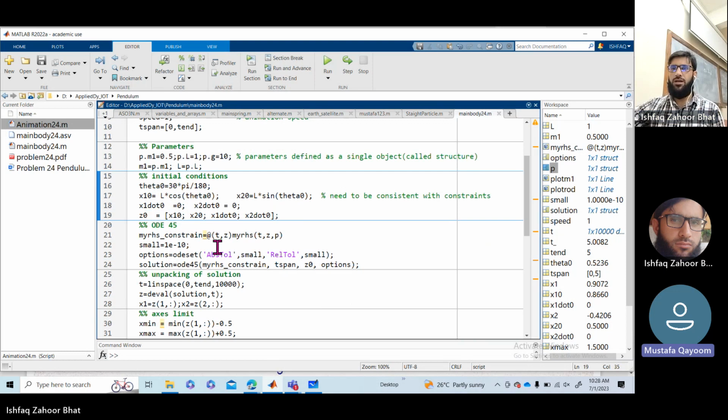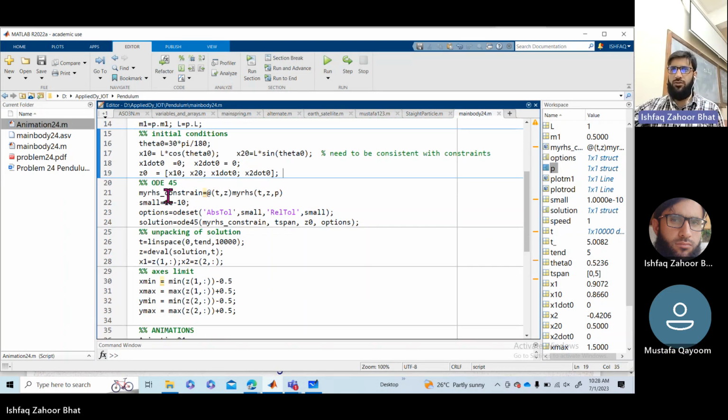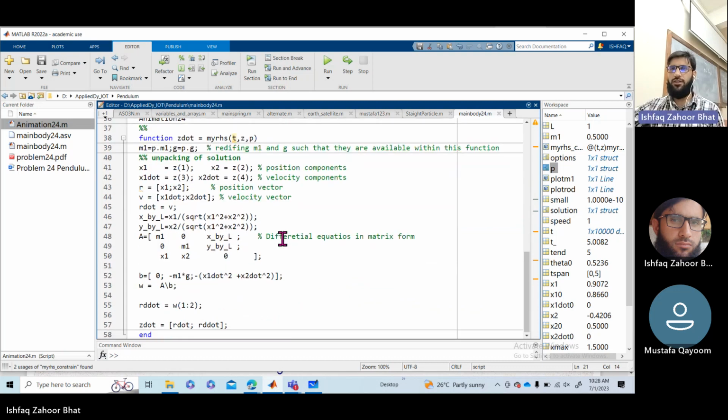Okay, let us jump to it. What is this function and what is this? Let us go to the function itself.